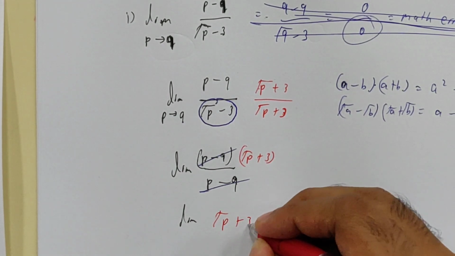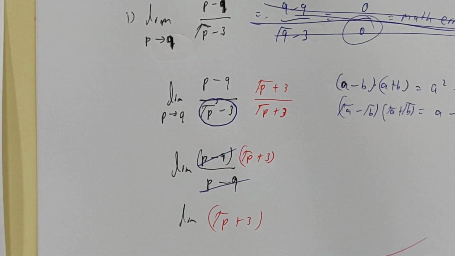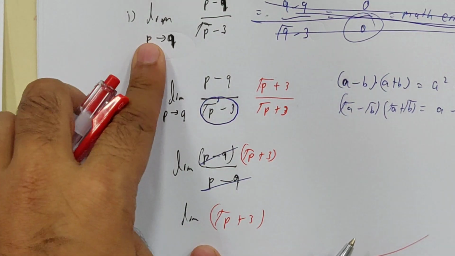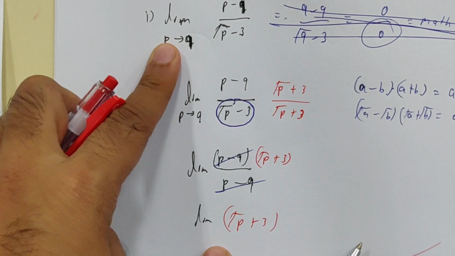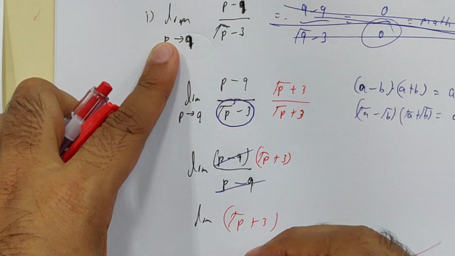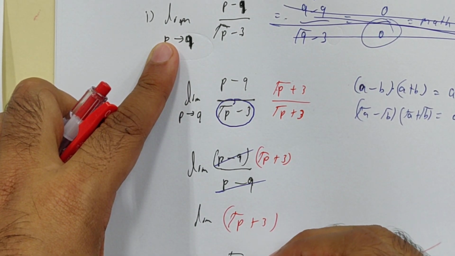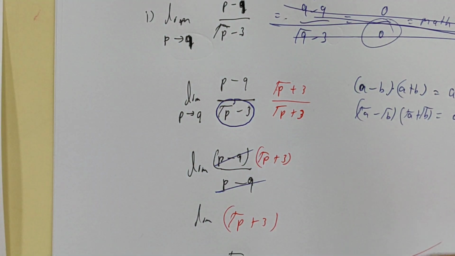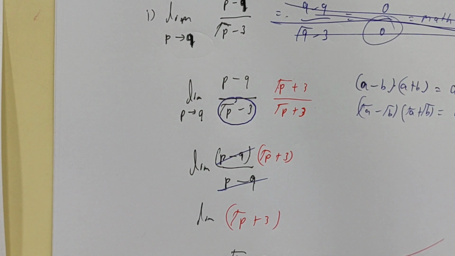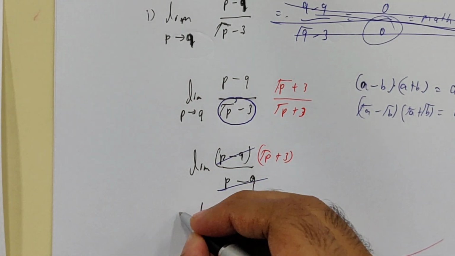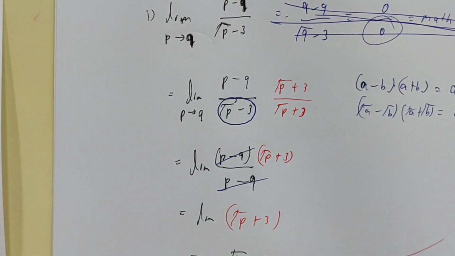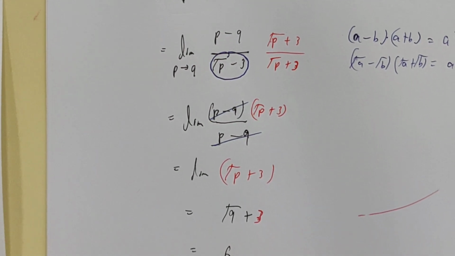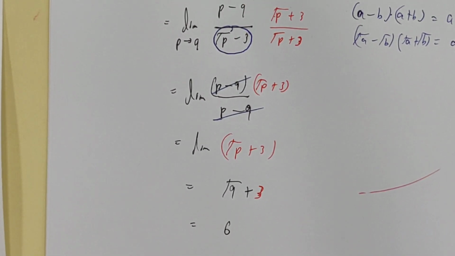Square root of P plus 3. Now let's try to substitute. What will we get? P approaching 9, so square root of 9 plus 3. Equals to 6. And we are done.